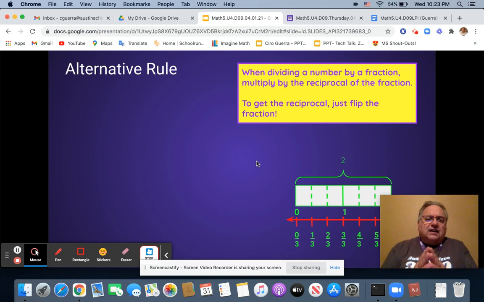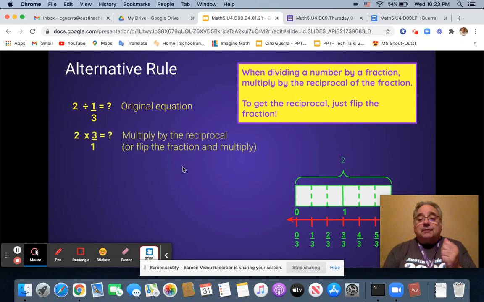So what is that alternative rule? For me, I have it as when dividing a number by a fraction, multiply by the reciprocal of the fraction. To get the reciprocal, just flip the fraction. For example, in this problem, we have 2 divided by 1/3. That's the original equation. What I want to do is find the reciprocal of 3, then I can multiply 2 times 3 equals 6.